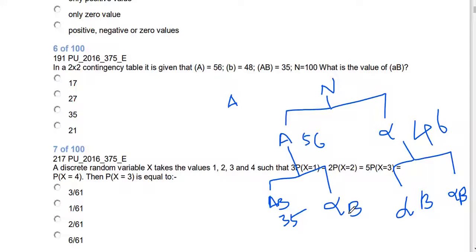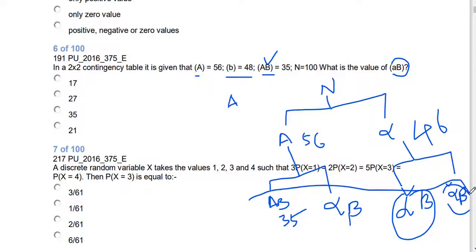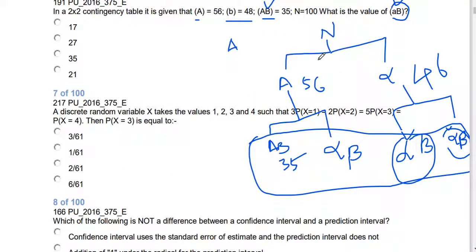Now which value do we need? Small a and capital beta. So we need this value. We know the alpha value is 46, so this sum should be equal to 46. Now we have a, we have b, we have ab, we have n. How can we find the alpha beta value? If you find alpha, we can get this value also, by using ab equal to 35. The total should be equal to 100. You can simplify and get this value. You can make it as a tree diagram, then you can get all the values.